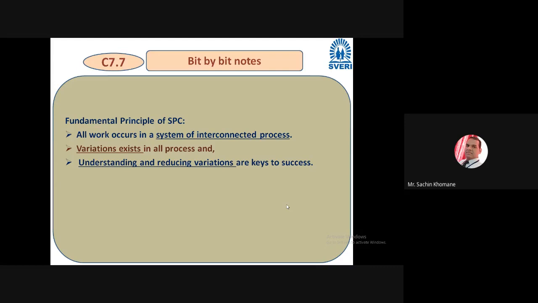100% efficiency is not expected. Okay, so you people have to understand this principle. Variation will be there. You have to understand it, and you have to reduce it. There is no other way. And if you do this, then you can say your success will be there in a quality department. So this is the basic principle of SPC.